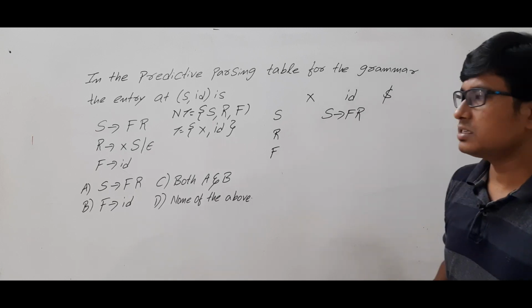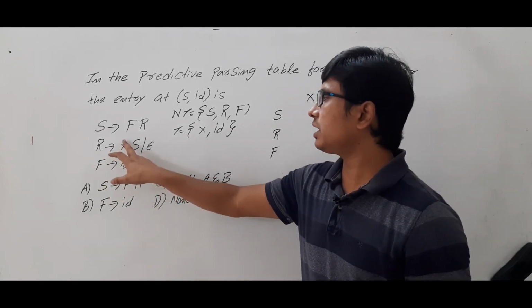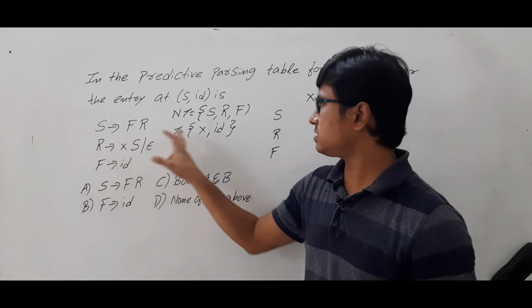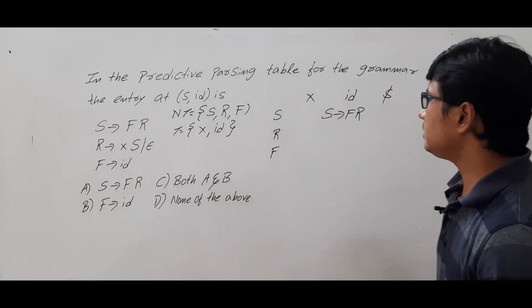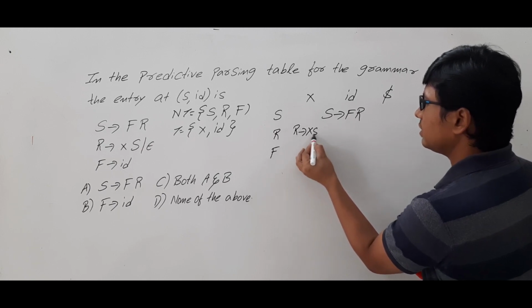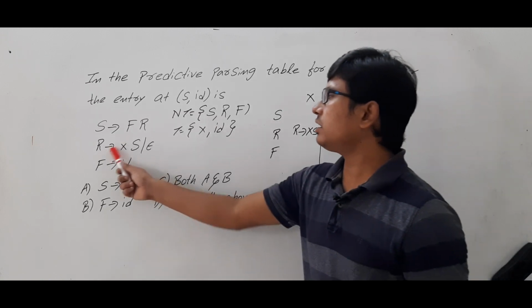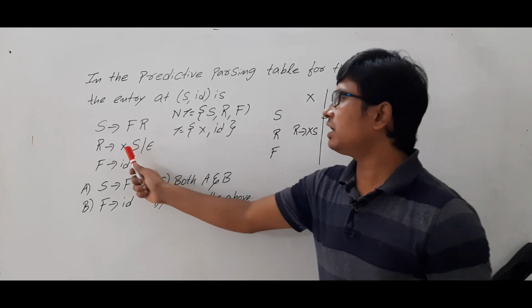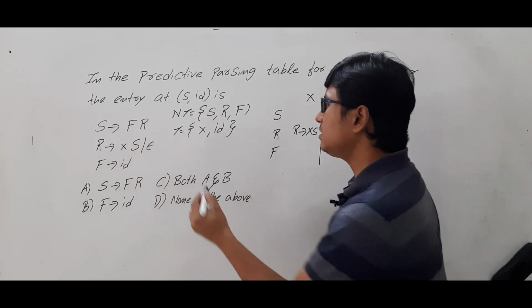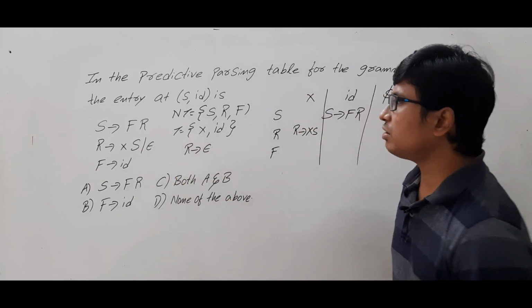Is it clear? Similarly, R determines XS, where I will write first of X, where X is a terminal. So I will write R determines XS here. Are you able to understand it or not? Similarly, R determines epsilon, where will I write it? I will write it under the follow of R. What is the follow of R?